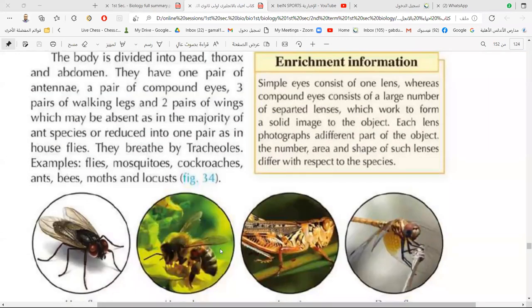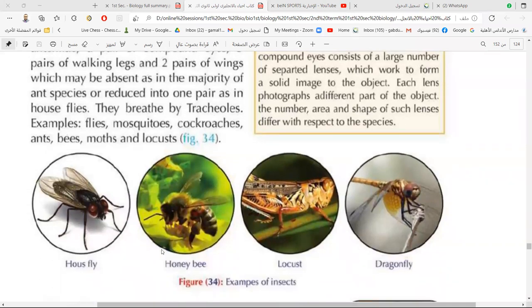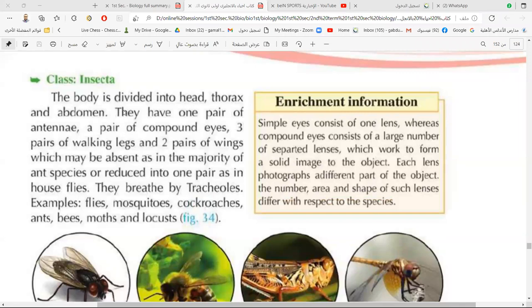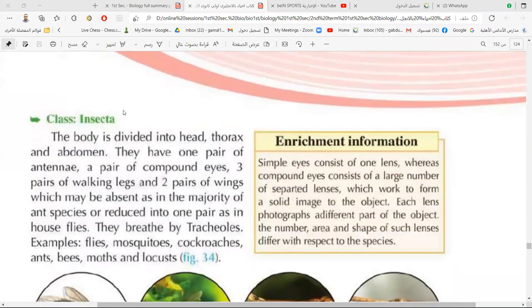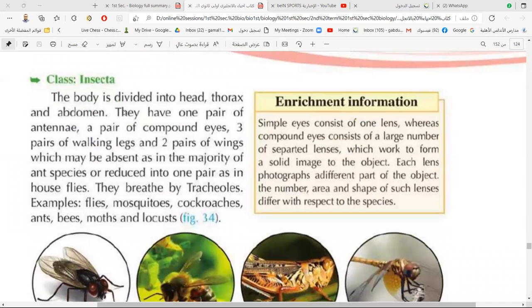Like here, the bee or the dragonfly or the locust or the housefly, the body has three regions: the head, the thorax, and the abdomen. Of course, different from Crustacea and Arachnida, because Crustacea and Arachnida have two regions only in the body. They have one pair of antennae, which help in feeling.